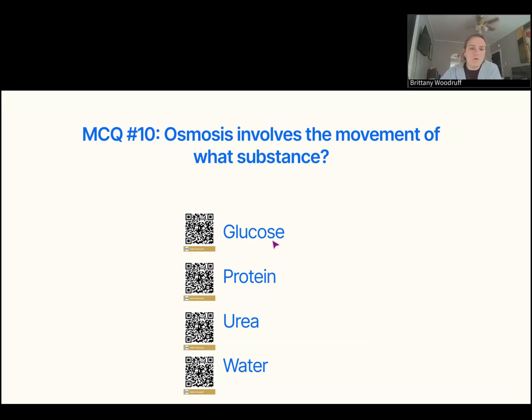Yeah, exactly. Osmosis involves the movement of water. Okay, so you're moving water across a membrane.